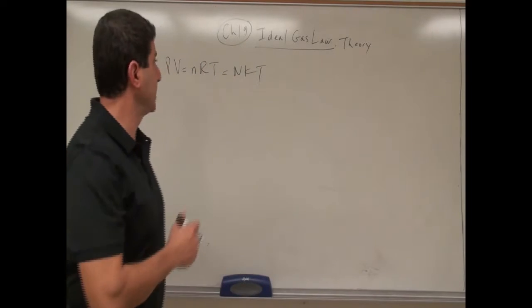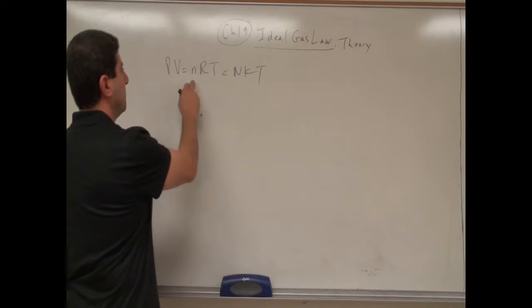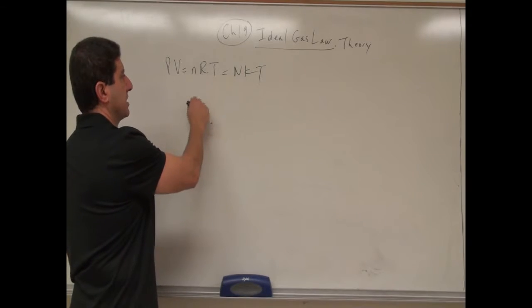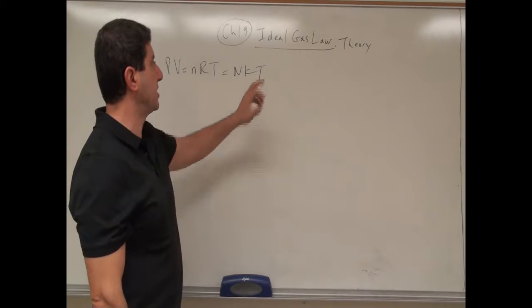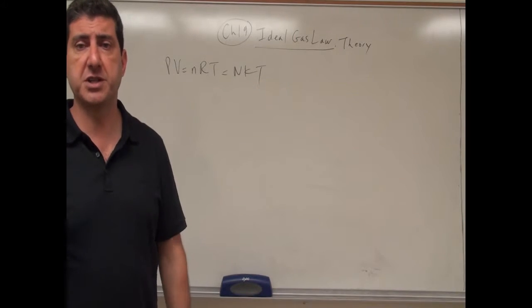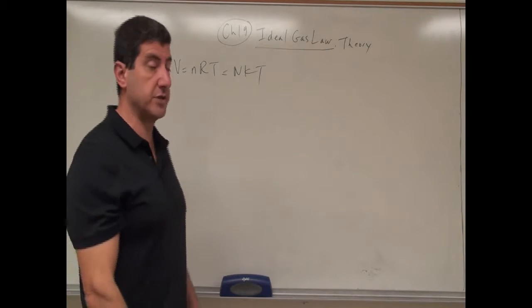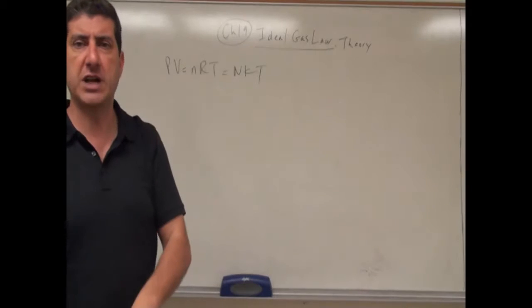Chapter 19, the ideal gas law. The pressure of a gas times volume of a gas is the number of moles of the gas times the gas constant times T, or the number of particles in the gas times Boltzmann's constant times temperature. This is one of the fundamental equations in physics and chemistry that govern ideal gases, right? In this chapter, we introduced the ideal gas law.